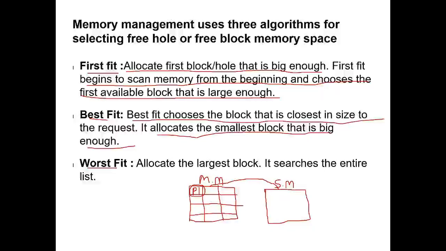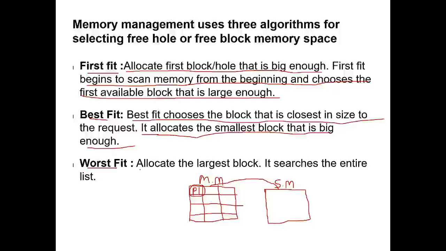If that smallest block is not able to hold that process, then the next smallest block will be searched and there that process will be allocated. So in this way, best fit searches the first smallest block where the process can be allocated. Otherwise, it searches the next smallest block where the process can fit for execution.